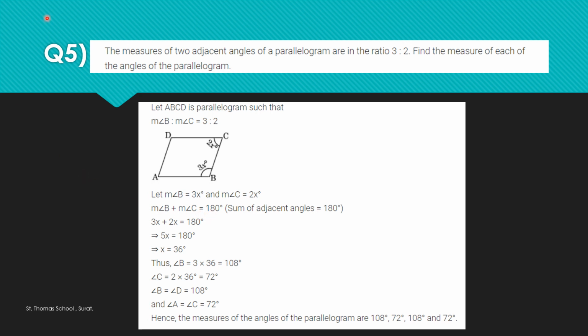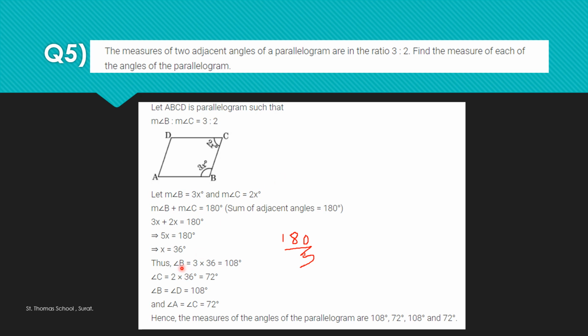That means measure of angle B is 3x plus measure of angle C, which is 2x. So 3x plus 2x is equal to 180 degree. That is 5x is equal to 180 degree. So x is equal to 180 upon 5. You can divide 180 upon 5 yourself and check whether the answer is correct or not. 180 divided by 5 is 36 degree. So x we got is 36 degree.